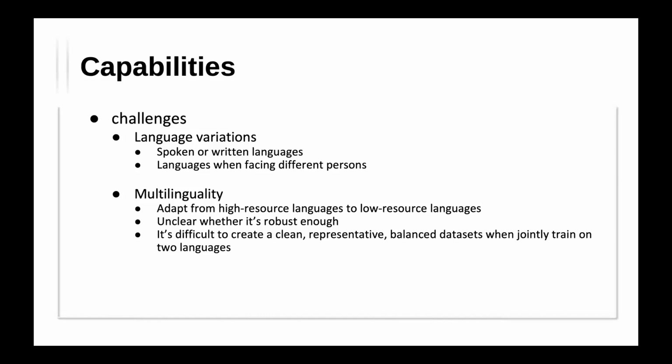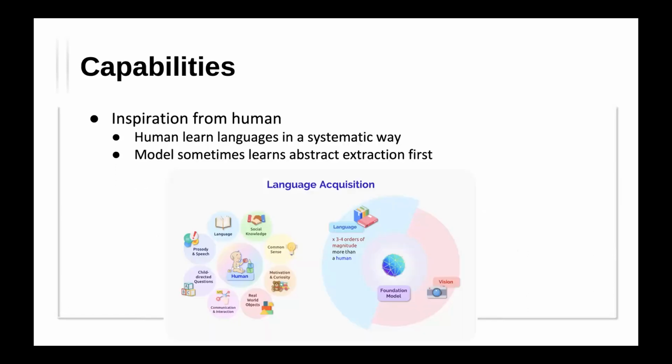Yeah, correct. So usually for a high resource language, you have a clean, representative, balanced data set. But for a low resource language, we don't have that much material. And usually for a task like machine translation, you want to translate from high to low, but it's still difficult. It's still unclear whether it's robust enough, and how to create a balanced data set when jointly trained on two languages. So those are the challenges.